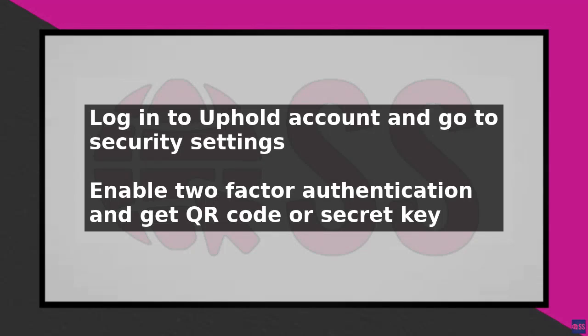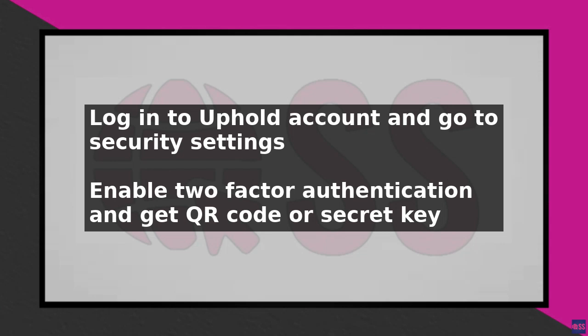To add Uphold to Google Authenticator, you need to enable two-factor authentication on your Uphold account and then link it to Google Authenticator. Start by logging in to your Uphold account and going to the security settings. Look for the two-factor authentication option and click on it. You will see a QR code or a secret key, which you will use to link Uphold to Google Authenticator.